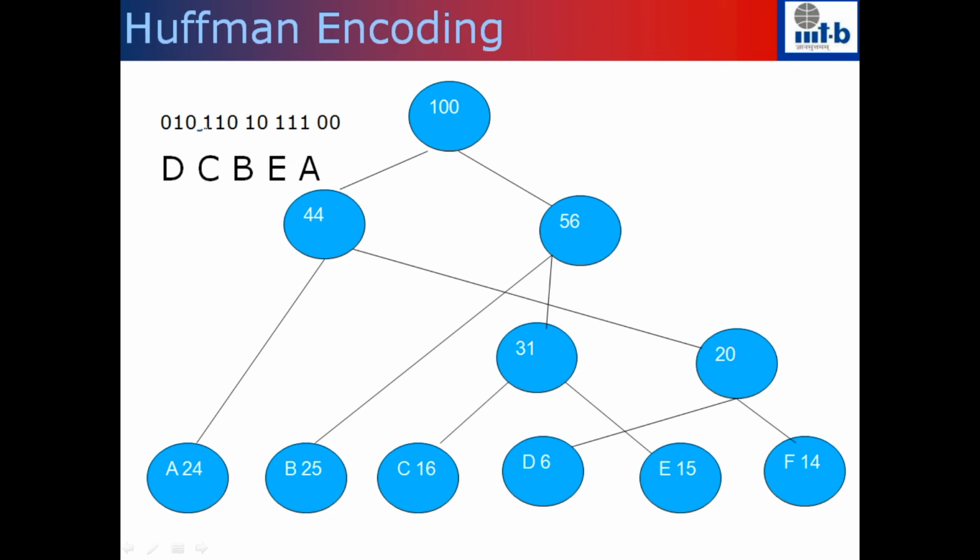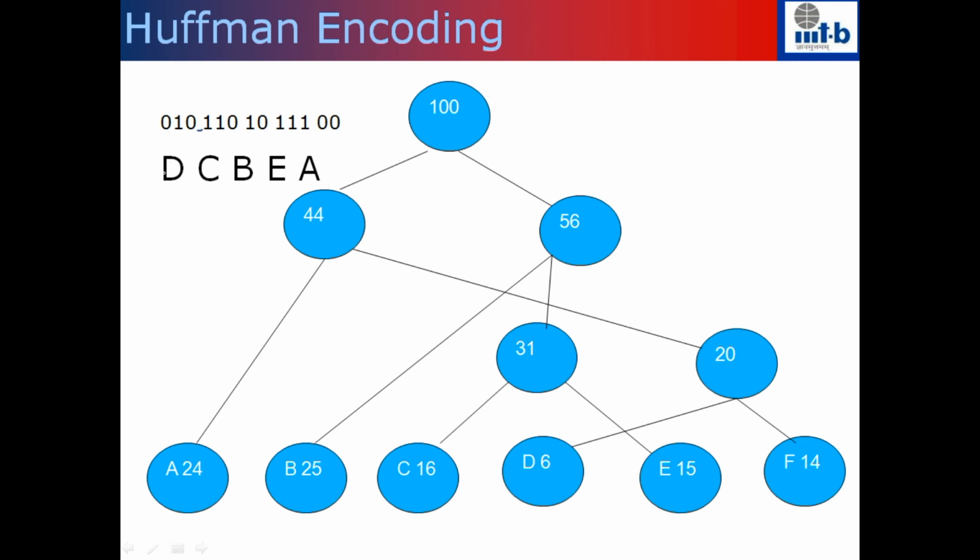Now again I start with the next one, traversing from the root node. With 1, I go to the right. Again 1, I go to the right. Again 0, I come to the left. So the character that I get is C. Next I have 1, then 0. So 1 0 corresponds to B. The moment I reach a leaf node, I write a gap here. That's where my traversal ends, and again I start traversing from the root node.